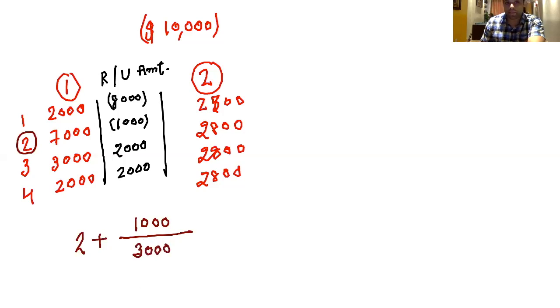All right. So now we're gonna solve this one. So it's 2.33 years. All right. So it will take 2.33 years to recover all the amounts if we will choose project A, project 1. Right. Now we check project 2.